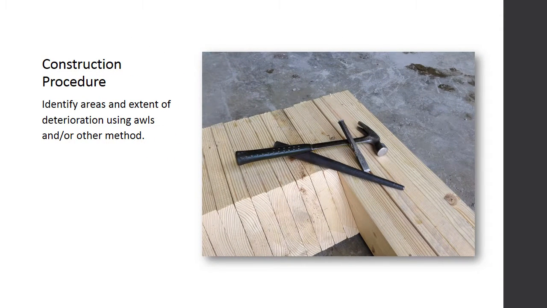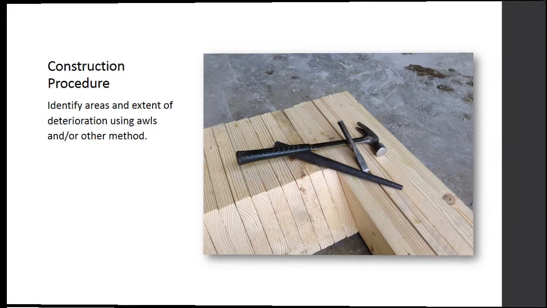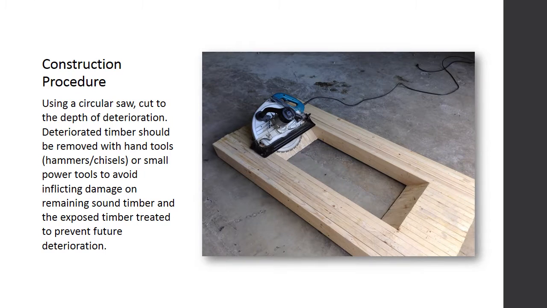To begin this repair method, the areas and extent of deterioration must be identified by sounding with a hammer, using an awl, or any of the advanced inspection methods. Next, using a circular saw, cut to the depth of deterioration, either full depth or partial depth.